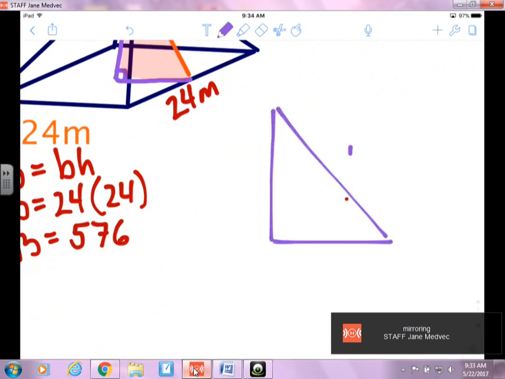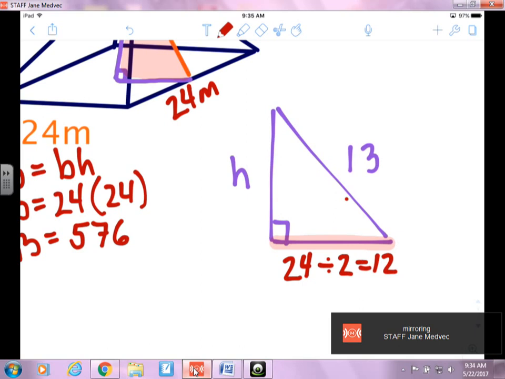Okay, this was 13, this is h, this is my right angle, and if you remember from surface area, to find this measure right here, I'm going to take the 24, which is the side measure, and divide it by 2. So I end up with 12. So that's that side measure.